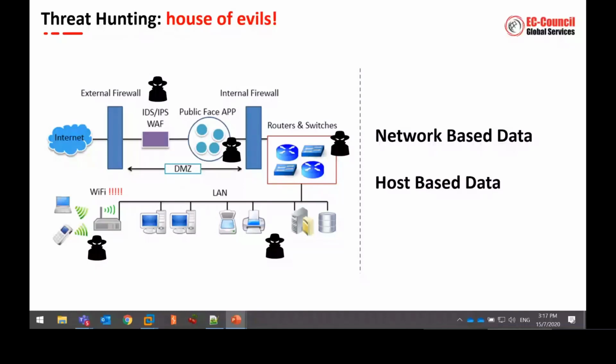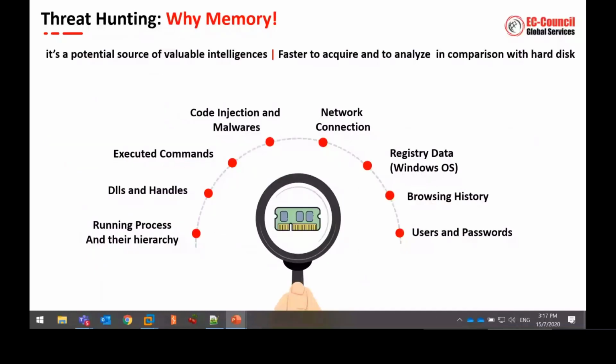If you want to know why we emphasize the memory, it's because it's a potential source of valuable intelligence, and more importantly, it is faster to acquire and analyze in comparison with the hard disk. Let's say if you have a server, how many terabytes of hard disk you have to acquire, and then you have to analyze. But definitely the amount of RAM would be much less than that. And the value of information is amazing. I just put a few samples of the information for you here.